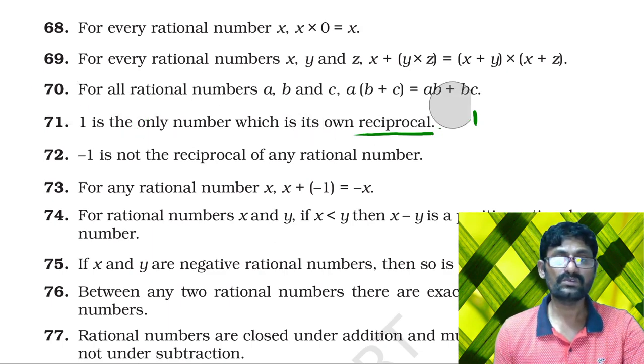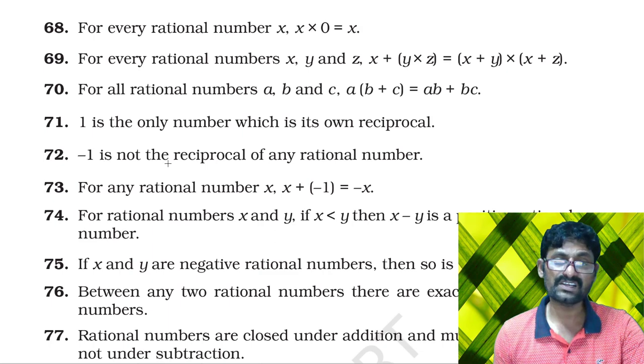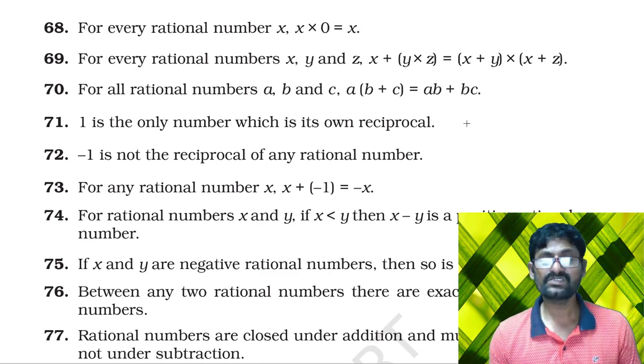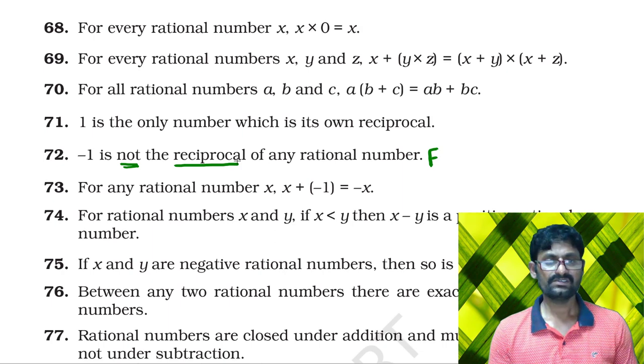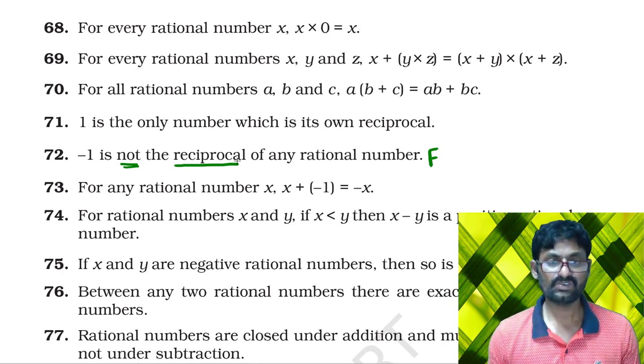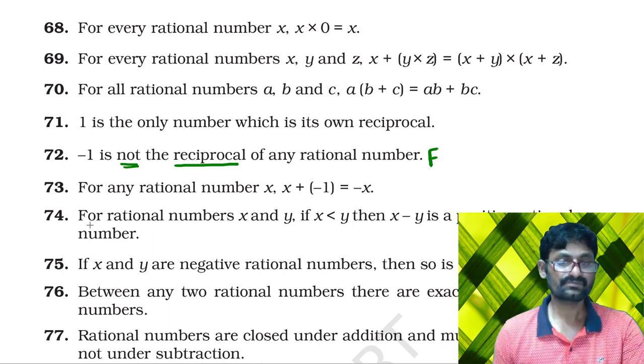Next, 72. -1 is not the reciprocal of any number. No, -1 is the reciprocal of itself. So this is the false statement. -1 is not the reciprocal, that is given, but it is the reciprocal of -1 again. So it is not correct. So it is a false statement.